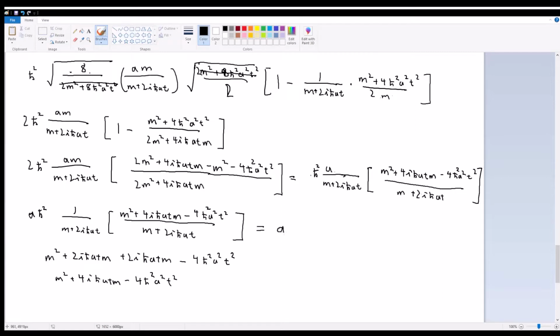This does just equal a h bar squared, in which case that is what the expectation value of p squared is. And with that, we are done, mostly. We still have to do the uncertainties, but we are done with sort of the painful part.